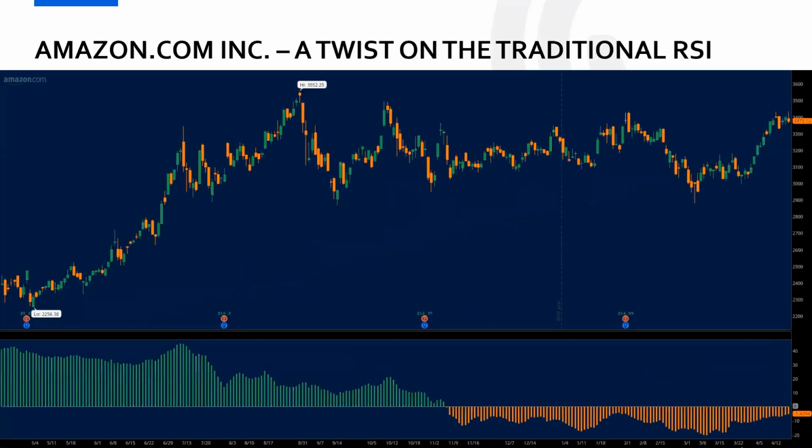So we're going to be looking tonight at a twist on the traditional RSI that, as you'll see here shortly, does a much better job at telling us based on relative strength whether a stock is going to go up or down. And by the way, you can use this for any asset class. You can use it for stocks, ETFs, futures, Forex, anything that trades. This can be applied to, and I'll show you how that works, any time frame.